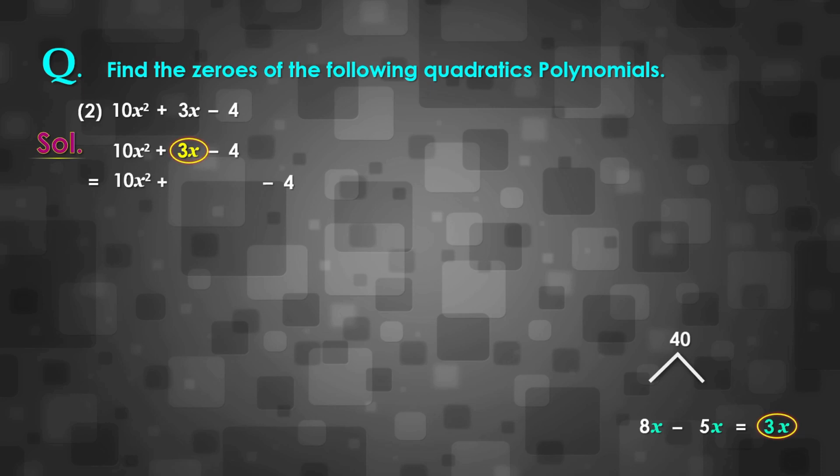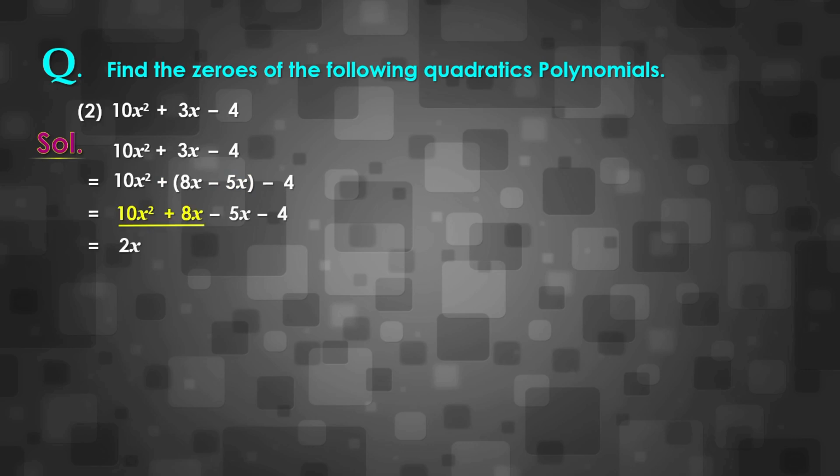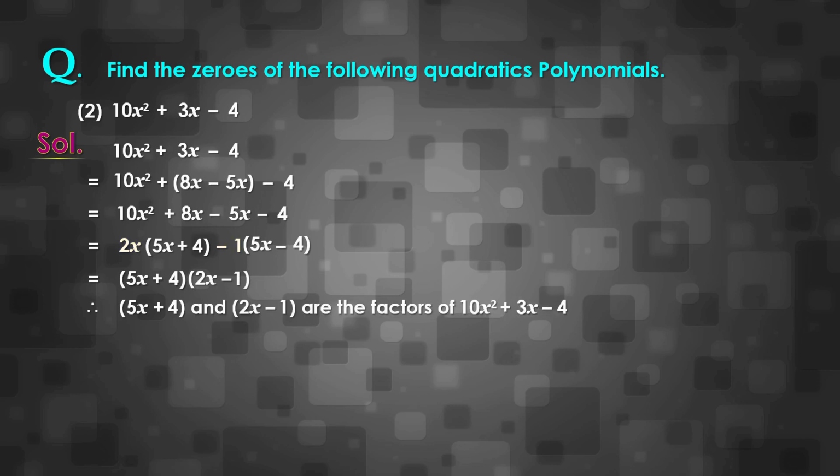Now we split the middle term plus 3x into plus 8x minus 5x. So the expression becomes 10x squared plus 8x minus 5x minus 4. Next, we group the terms. From the first two terms, we take 2x common. From the last two terms, we take minus 1 common. This gives us the common factor 5x plus 4. So the expression becomes (5x plus 4) multiplied by (2x minus 1). Therefore, the factors of the quadratic polynomial are 5x plus 4 and 2x minus 1.